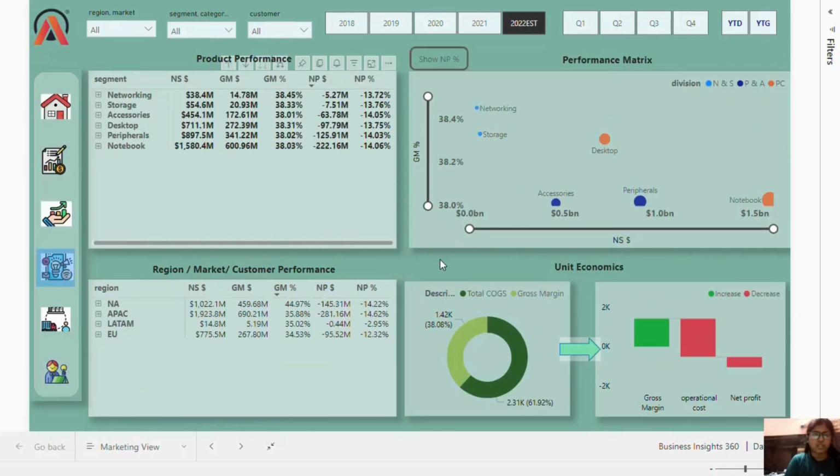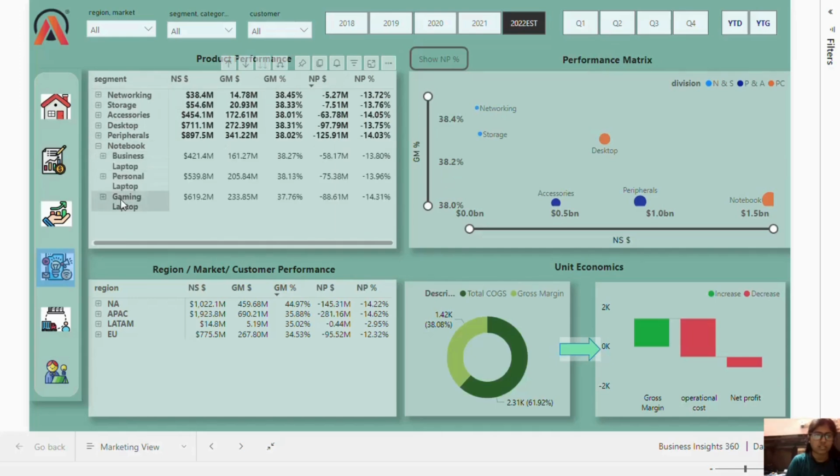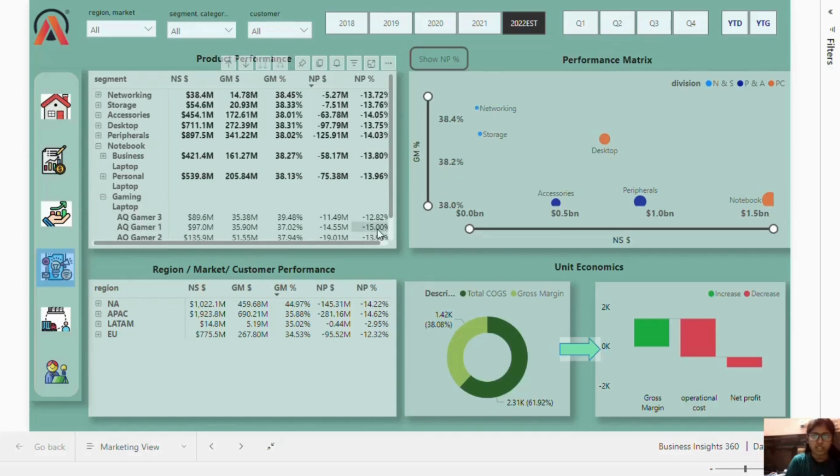This is the market view. Market view is mainly focused on the product, as the marketing team is more interested in branding the product through advertisement or making a celebrity a brand ambassador. This chart shows the product performance segment-wise. So you can see here that currently all the segments are facing losses. It means that the company is burning more than what it generates. And across all the segments, the notebook has registered the highest loss. On further drill down, we can see that the gaming laptop model number AQ Gamer 1 has registered the highest loss.